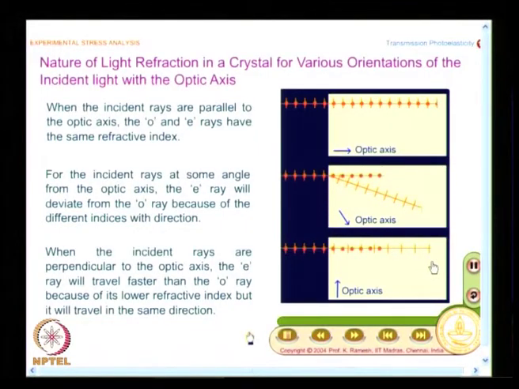In fact, if you understand this aspect, photoelasticity is mastered. This is all you require for photoelasticity. There are many things you can understand from this slide. And what is summarized here? When the incident rays are perpendicular to the optic axis, the extraordinary ray will travel faster than the ordinary ray because of its lower refractive index, but it will travel in the same direction. It will travel in the same direction.